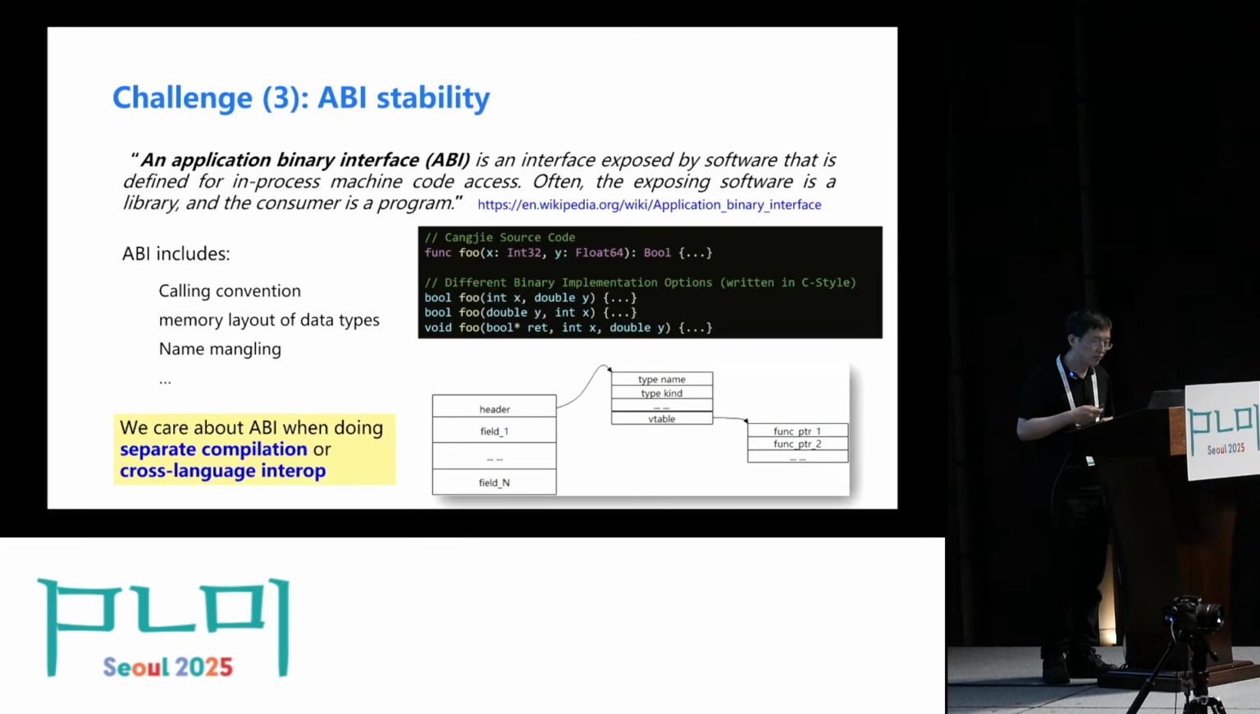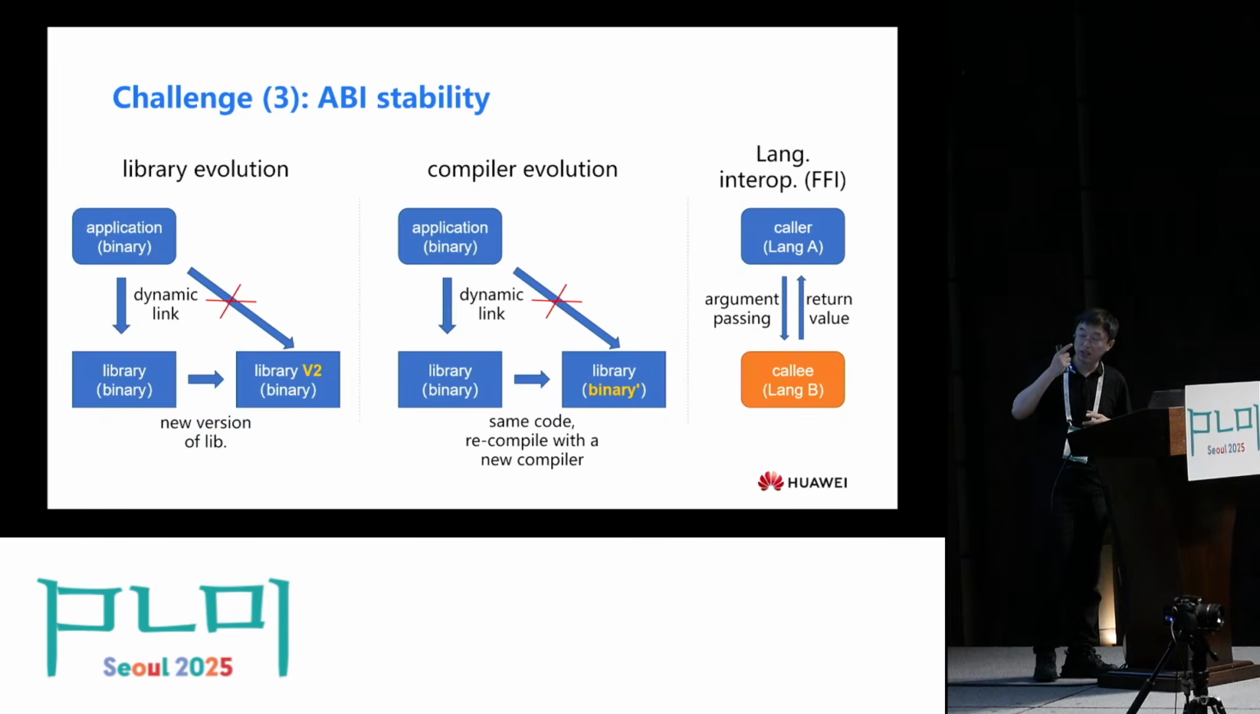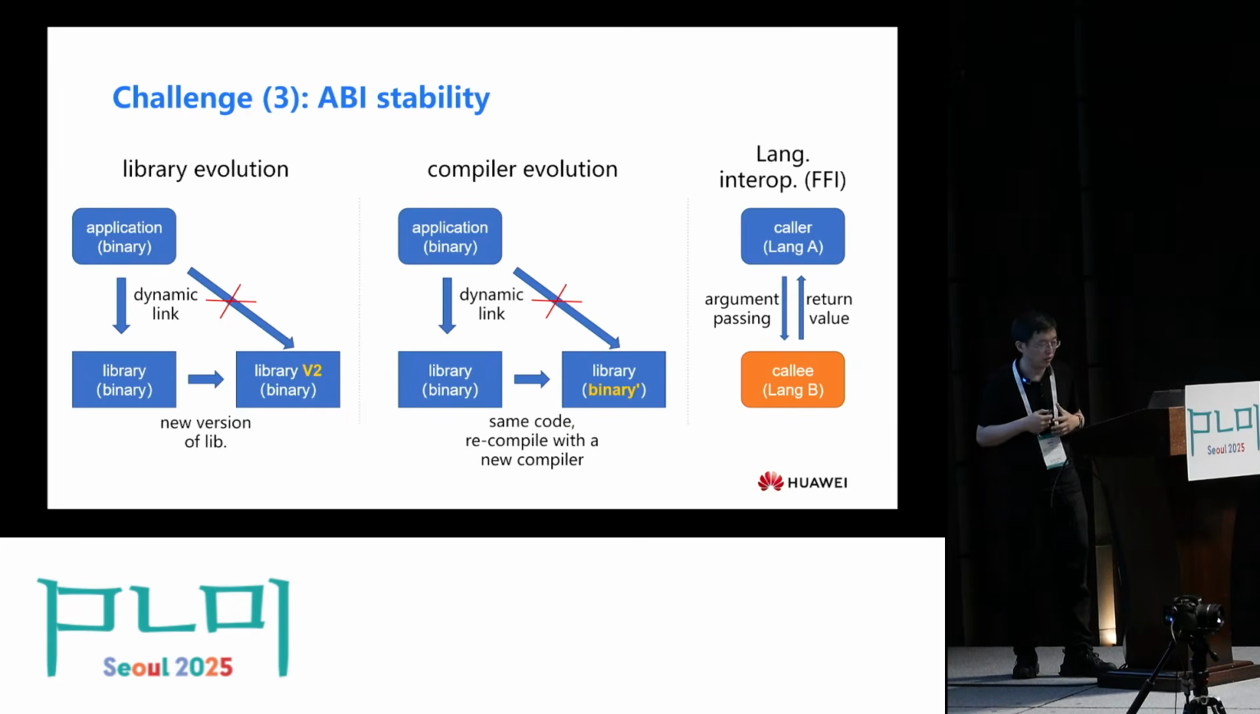And these are several scenarios that we need to care about. So the application needs to do dynamic linking with the library, which is on the operating system side. So if the library evolves and the binary format changes, the linking could fail.